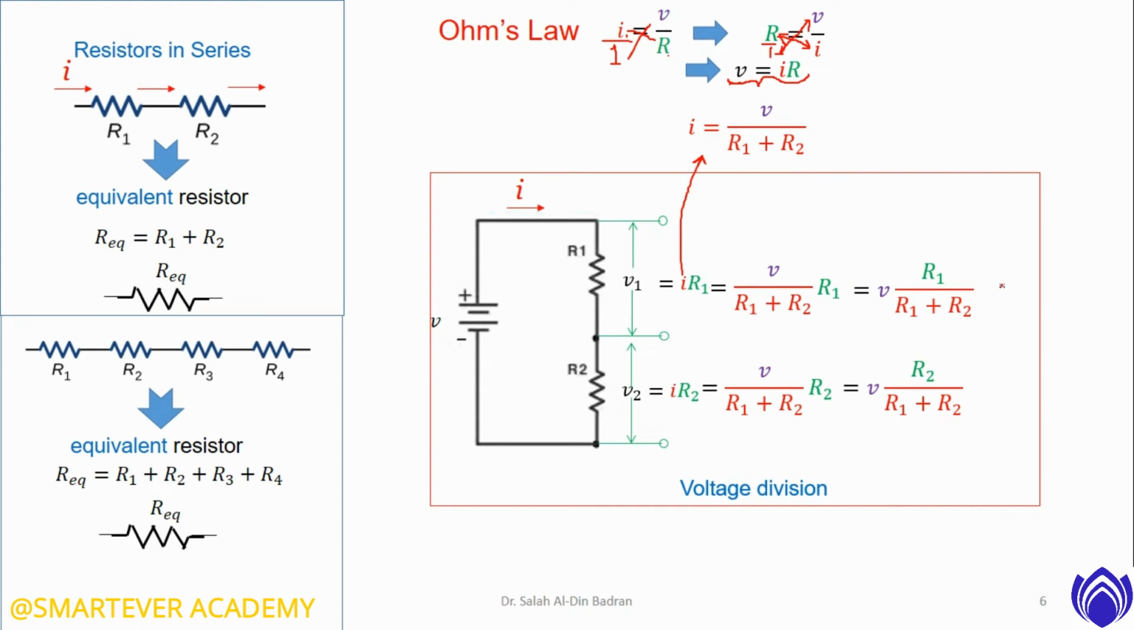As I said, this helps us to find the voltage across only two resistors in series. For more resistors connected in series, you have to find it using the regular formulas. You cannot use this for more than two resistors in series. Voltage division is only for two resistors in series.